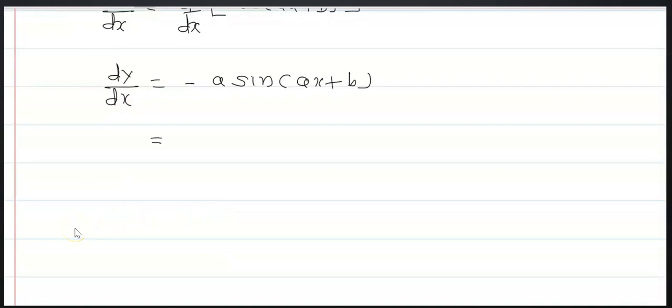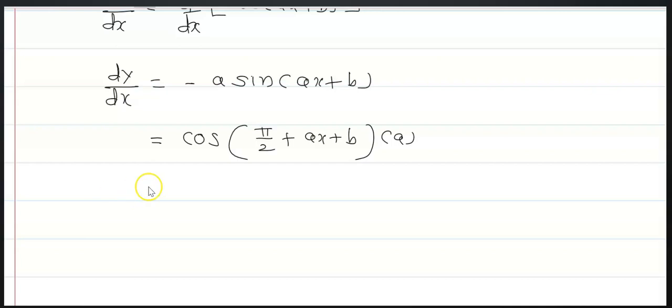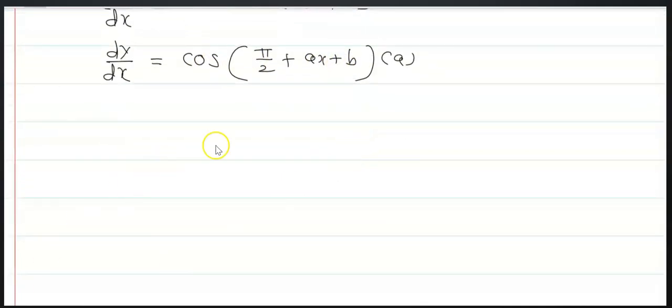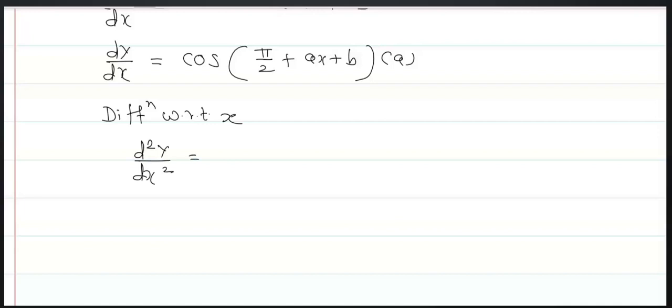Now next, here is a sine. Again, we will add pi by 2, that is a cos of pi by 2 plus ax plus b. Therefore, it will become like this. It will be in the second quadrant, so that will be a minus. Now differentiate this with respect to x. That is d2y by dx square is equal to minus d by dx of sine of pi by 2 plus ax plus b.